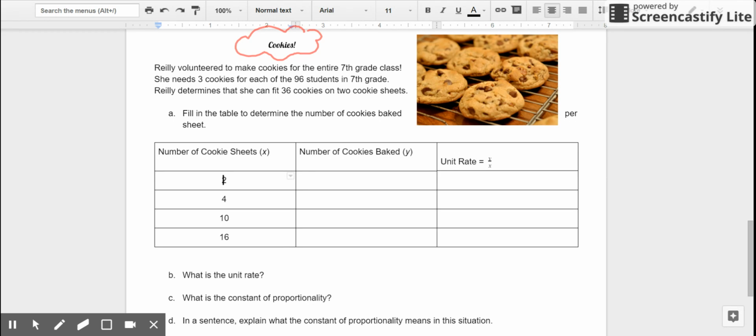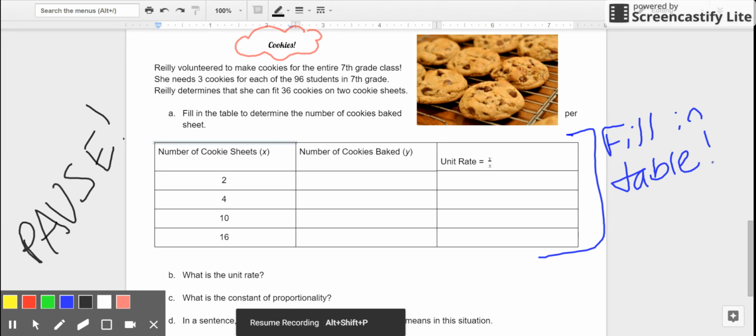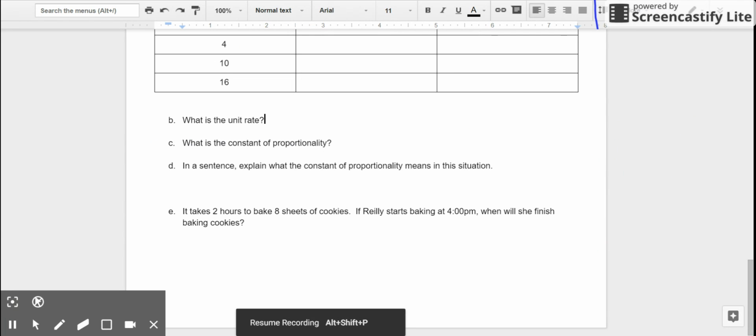All right, so I'm going to leave this to you. You calculate the number of cookies baked per cookie sheet, and then also the unit rate for each of those cookies. So pause the video now to fill in the table. When you're done filling in the table, take a look at these questions.